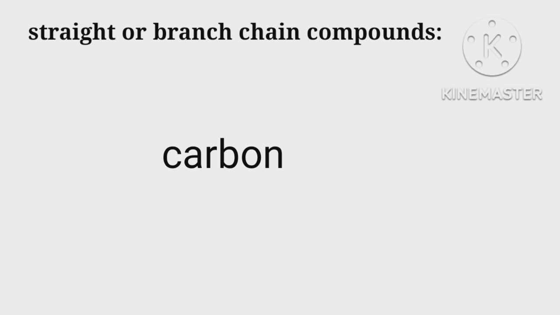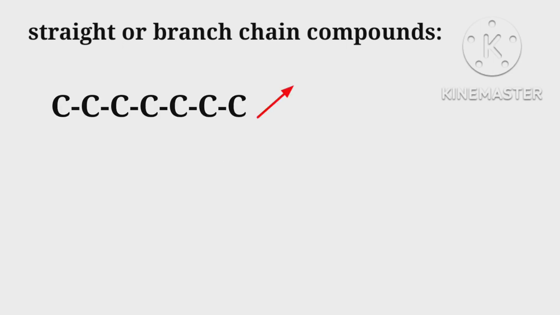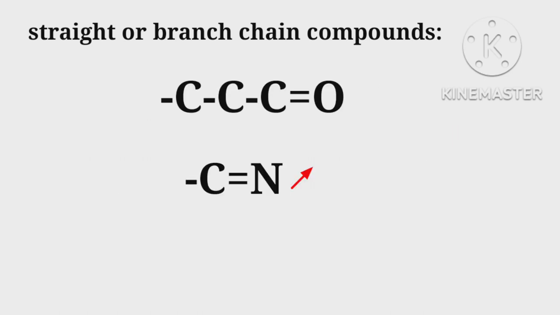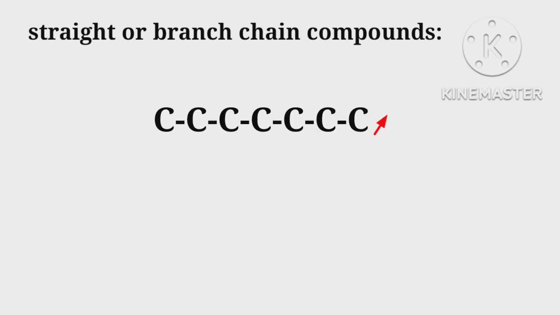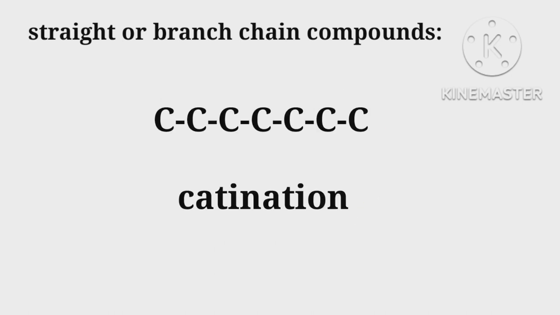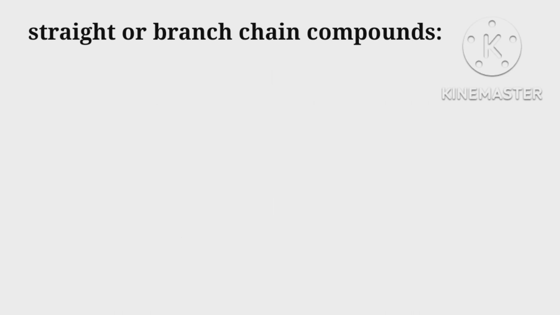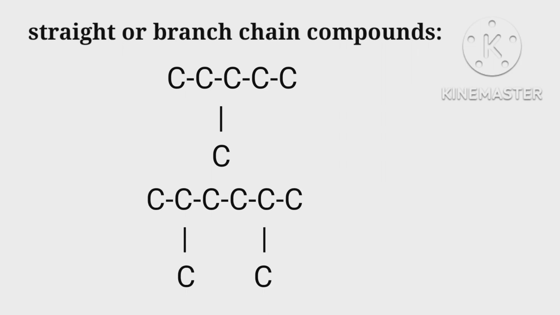Carbon is a very friendly element. It can form a long chain or a branched chain compound with itself or with oxygen, nitrogen, chlorine, etc. When combined with itself, the phenomenon is called catenation. For example, propane, butane, pentane, and so on. There may be one or two branches, called iso or neo compounds.